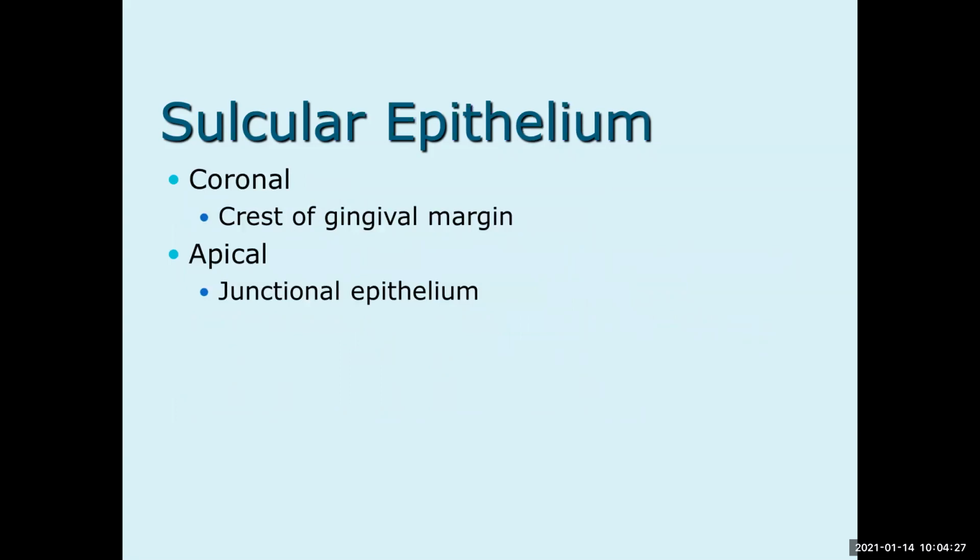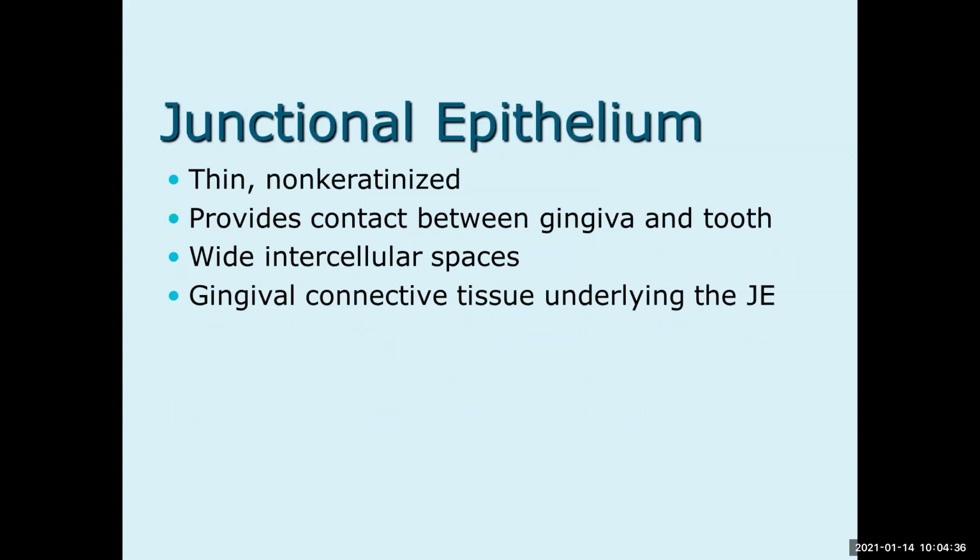Okay, so the sulcular epithelium, the top part is coronal. That's the crest of the gingival margin. The apical part is the junctional epithelium. So that junctional epithelium is very thin. It's non-keratinized. It provides contact between the gingiva and the tooth. They have wide intercellular spaces. Remember those desmosomes and hemidesmosomes? That's where this comes into play.